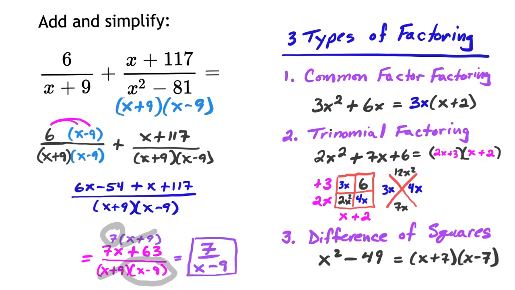Well, I hope you take time now as you move forward on these other problems. Be looking for these types of factorings and then see what you can cross out in the end, because there are sometimes common factors you can cross out.